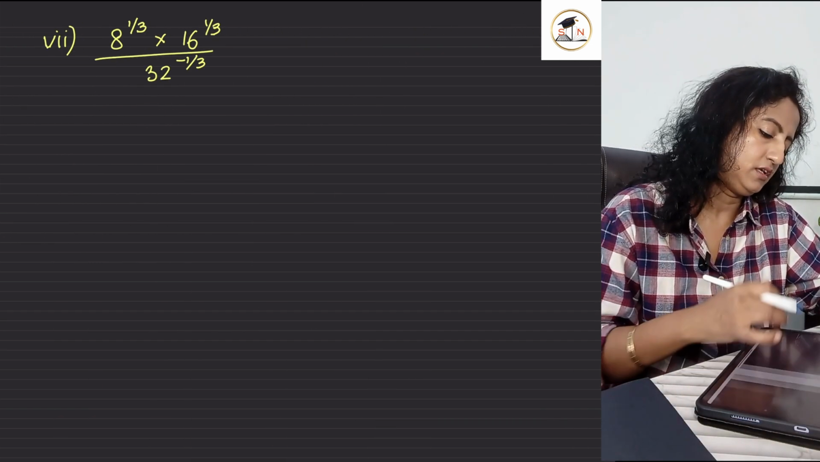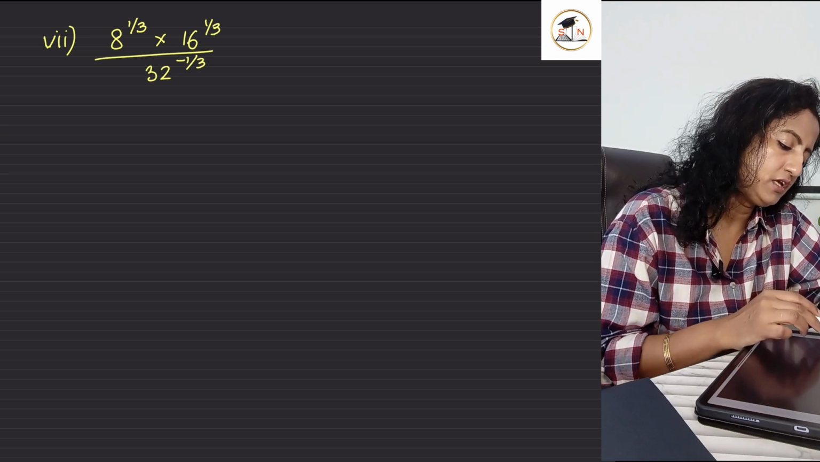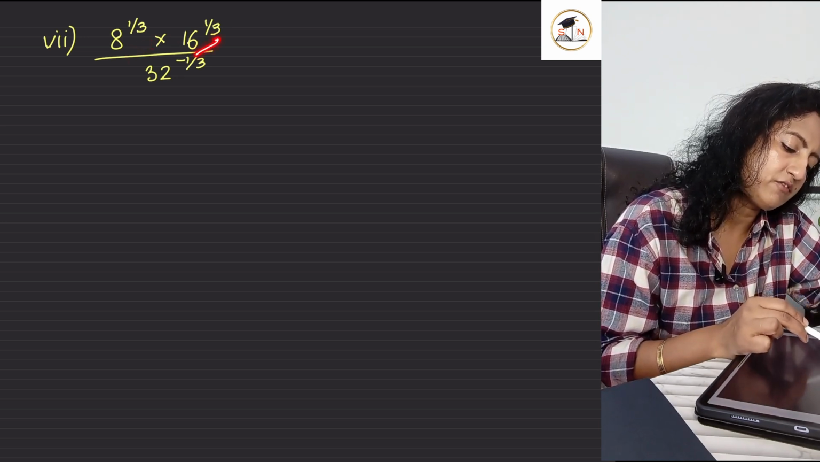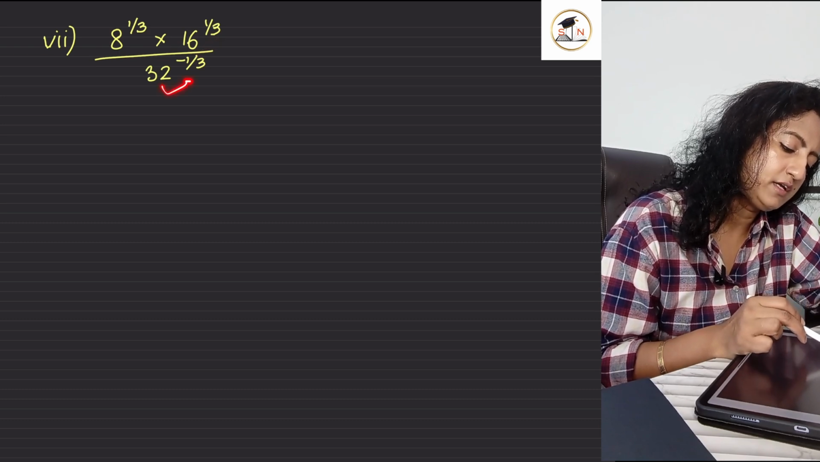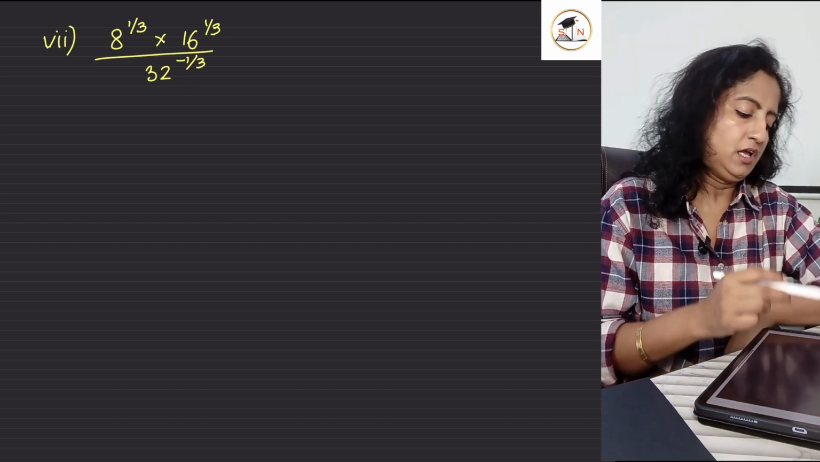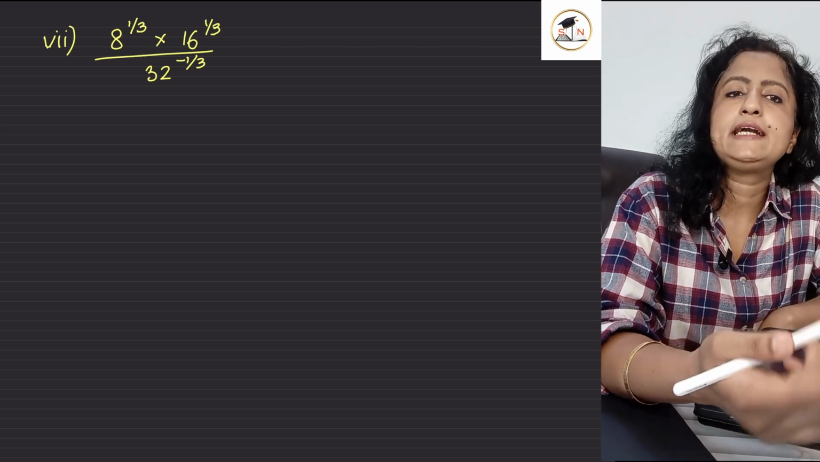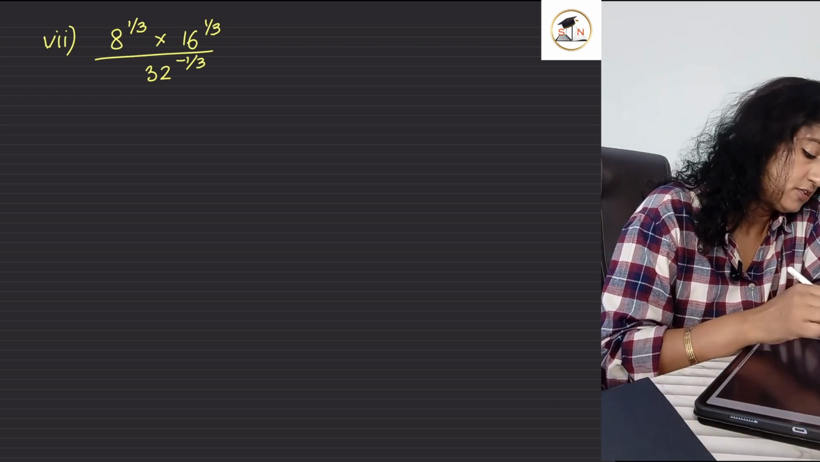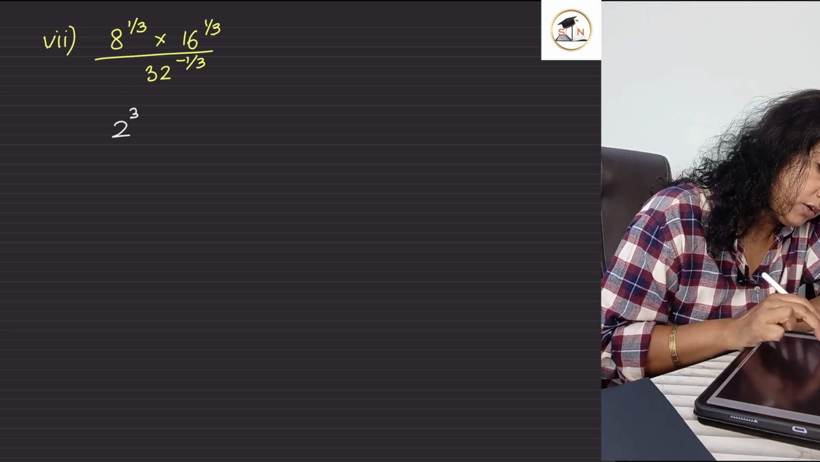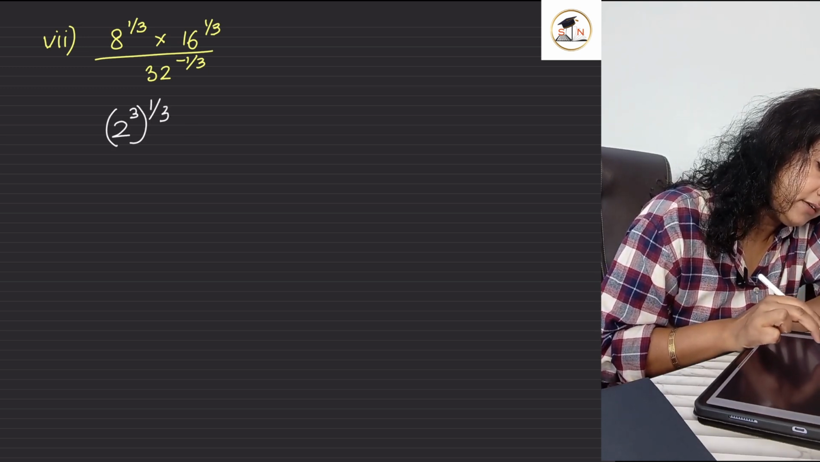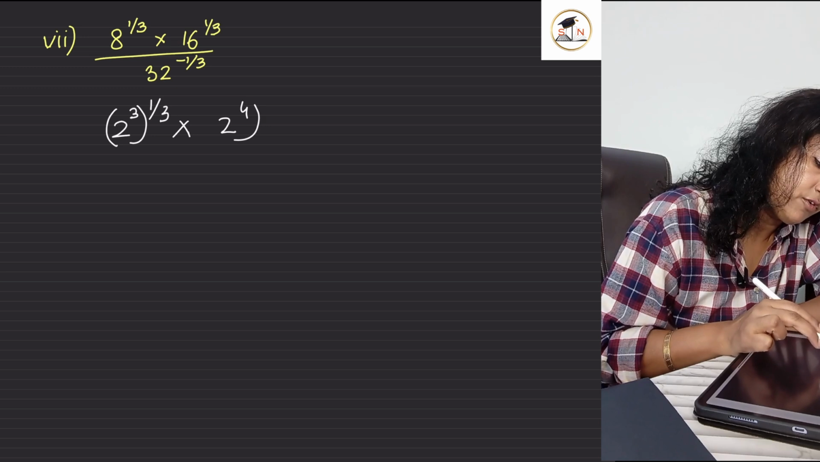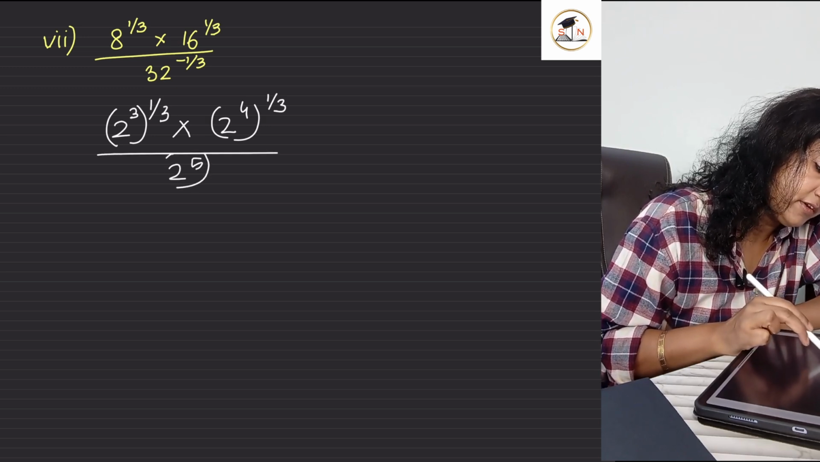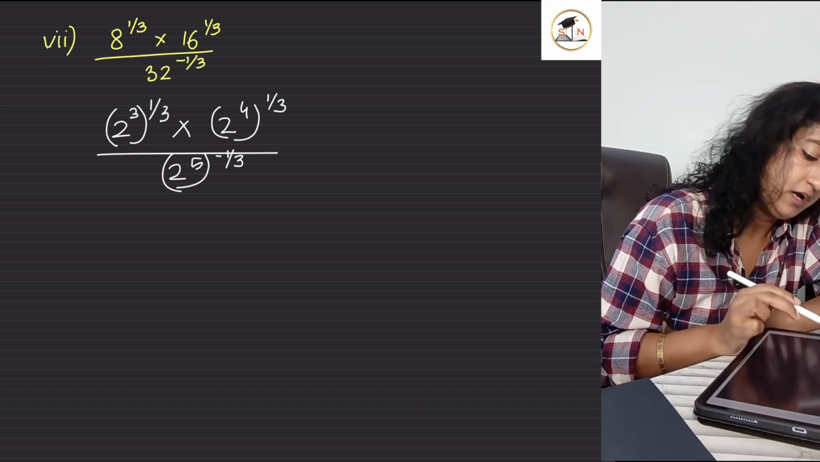Okay. Now, the last question for this video, we have 8 to the power 1/3, 16 to the power 1/3, and 32 to the power -1/3. All have 8, 16, 32. All can be converted having 2 as a base. So let's do that. 2 cube, 1 by 3 outside. 2 to the power 4, 1 by 3 outside. 2 to the power 5, -1 by 3 outside.